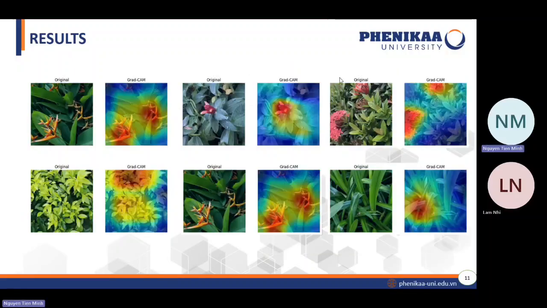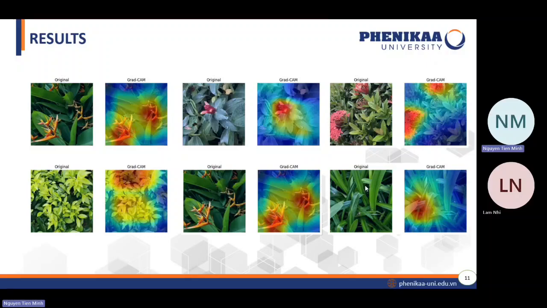The Grad-CAM visualizations highlight that the model is effectively focusing on the most relevant regions of the images. In most cases, the heat maps emphasize the flowers or distinctive shapes, while less relevant areas such as the leaf or background receive lower attention. This indicates that the model is learning to attend to discriminative features that are likely important for classification.